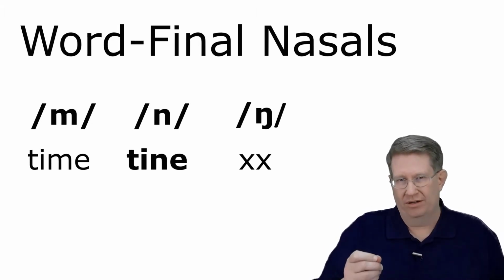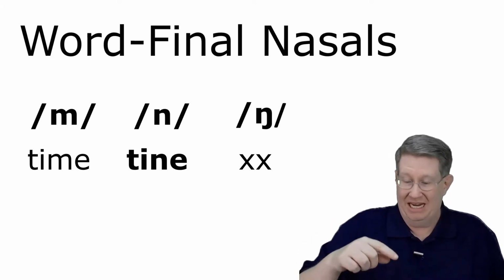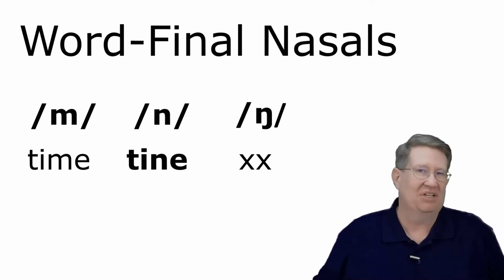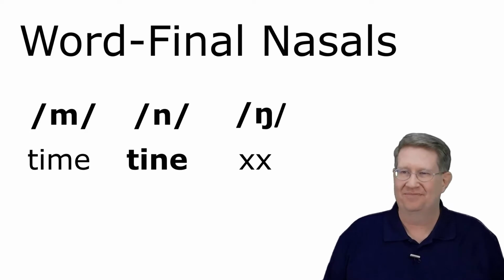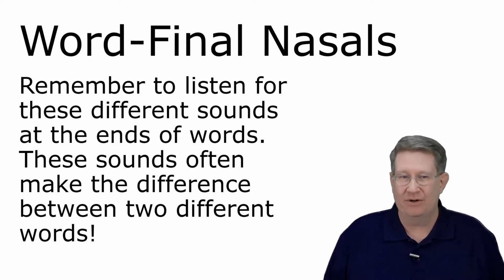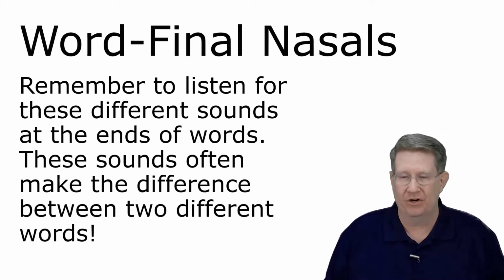When you have a fork, there's the part that you hold on, and then there's the sharp parts that go down into the food. Each one of those little parts is called a tine. It's not a word you need to probably know very often, but now you do. Okay, remember to listen for these different sounds at the ends of words. These sounds often make the difference between two different words. Okay, so they do matter. They're not interchangeable in English.